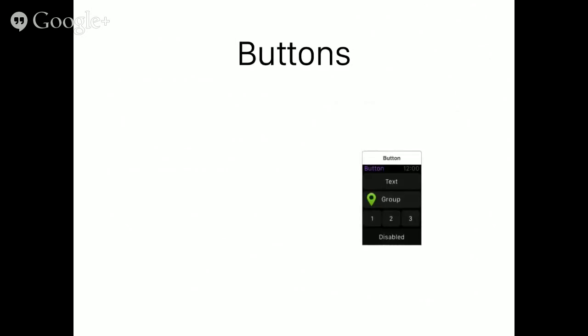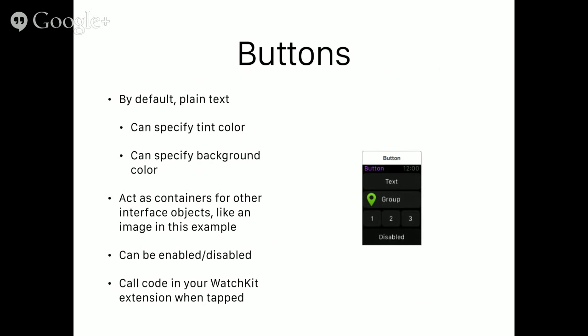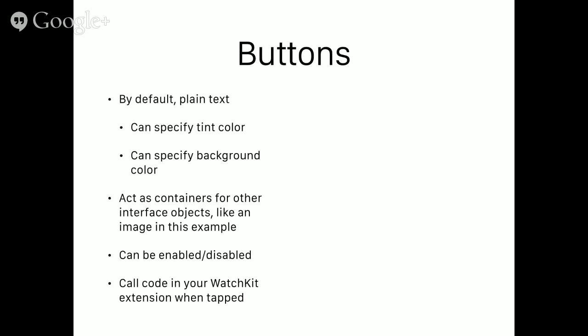These are some buttons. By default, a button just has text in it. You can also put other things inside of it. So this button has an image and a label inside of it. You can make them smaller, you can disable them, and then you tap them and code runs. That's a button.